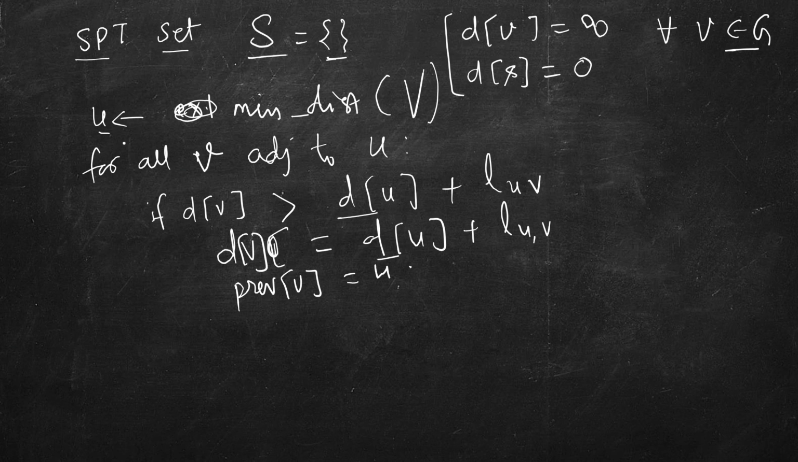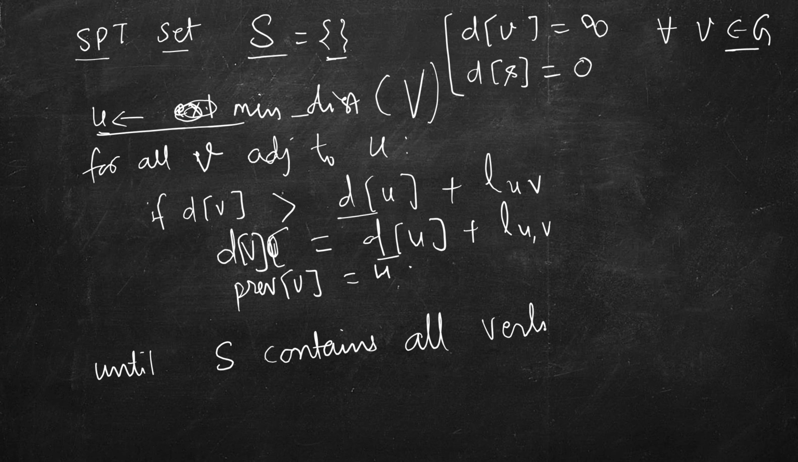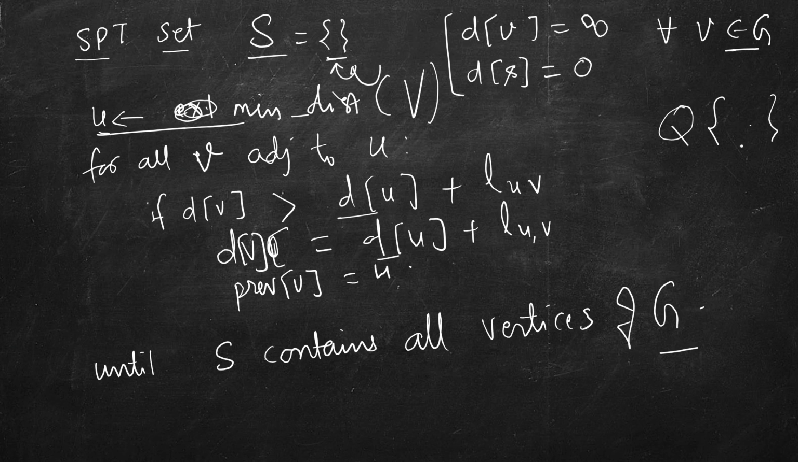Again you will extract the minimum distance from the remaining vertices. Again do the same thing, and ultimately until S contains all vertices of G. So here we are inserting nodes one by one in this. In the earlier approach, we had inserted everything in the priority queue and removing one by one till queue became empty. So this is another way of implementing it.